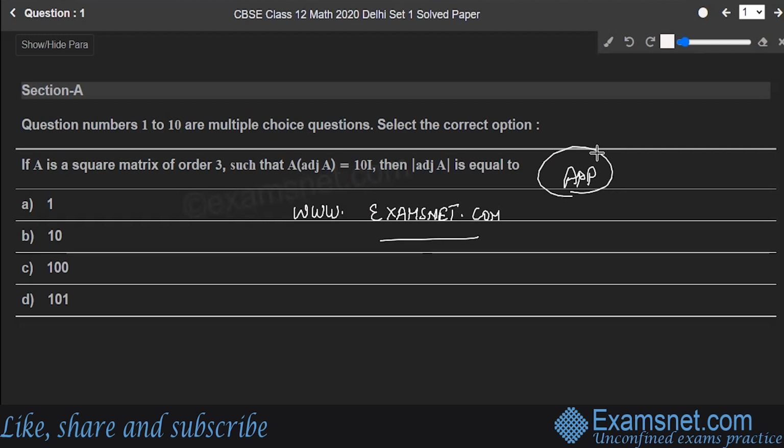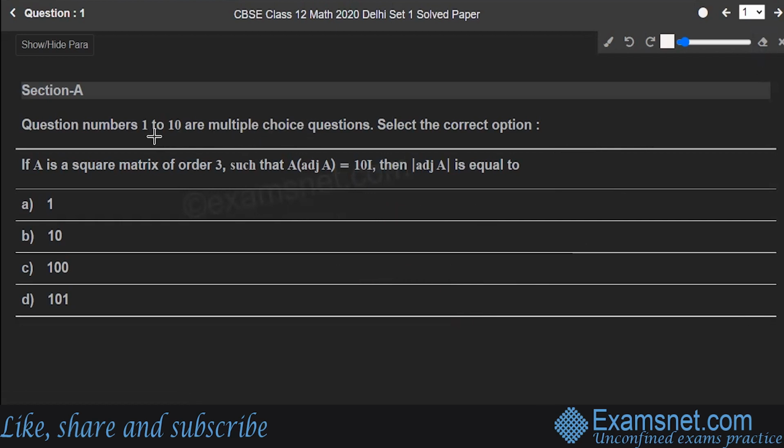Today we'll be solving the CBSE class 12 Mathematics 2020 Delhi Set 1 paper. Nearly 40 questions are asked in this paper. I hope you are already well prepared for your exam, and this video will help you prepare even better. Let's start with question number 1 from this paper. All the best. Here we go.